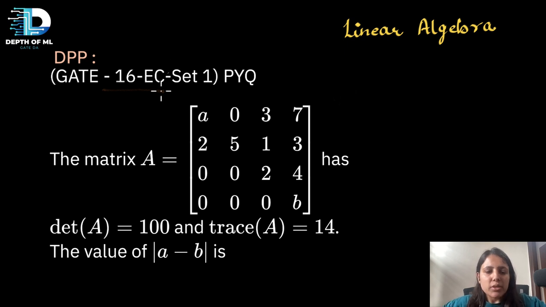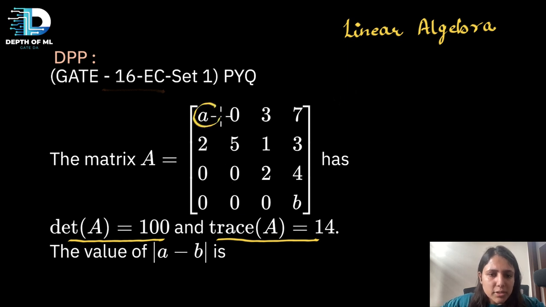Okay, so what is this question saying? The question says that a matrix A has been given such that the determinant of the matrix is 100 and the trace of the matrix is 14. They are asking you to find the value of mod A minus B. You can see that there are two variables in this matrix, A and B.